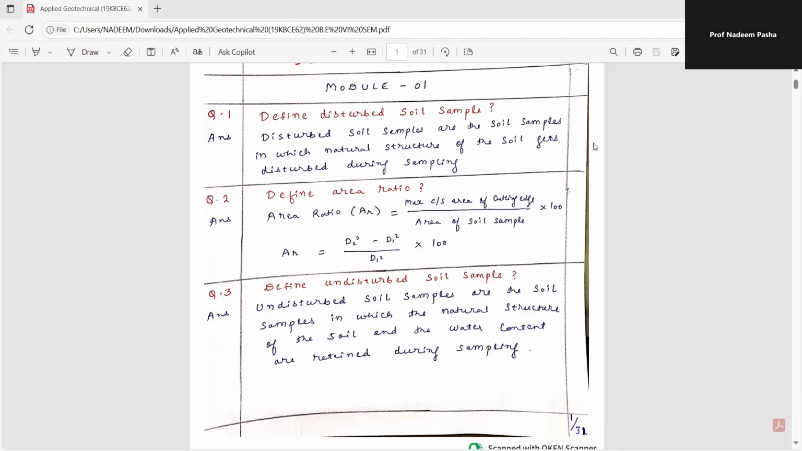So first is define disturbed soil sample. Disturbed soil samples are the soil samples in which the natural structure of the soil gets disturbed during sampling. So what is a disturbed soil sample? Disturbed soil samples are the soil samples in which the natural structure of the soil gets disturbed during sampling.